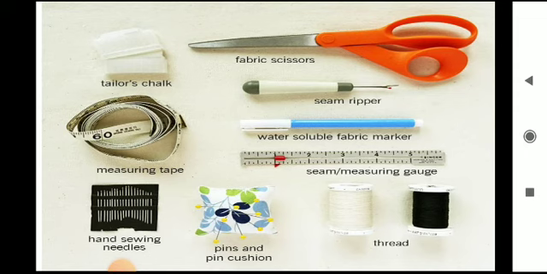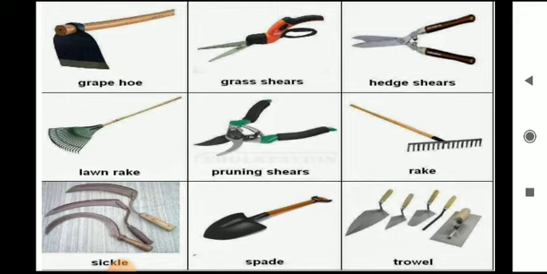Now in this picture you can see some tools also, right? Like tailor's chalk, measuring tape, hand sewing needles, pins. These all are the tools of a tailor. In this picture you can see some tools also, like grape hoe, lawn rake, spade, trowel. These all are the tools that are used by a farmer.